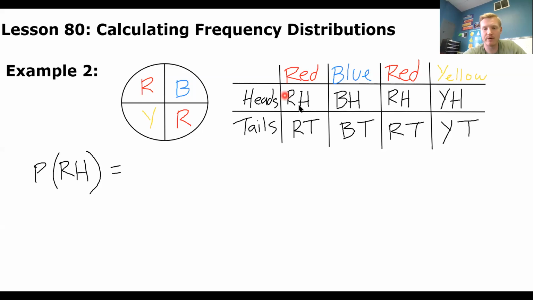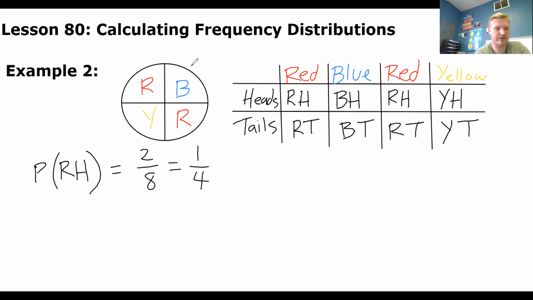So I have one chance right here, and then I have two chances right here. So 2 out of how many? 1, 2, 3, 4, 5, 6, 7, 8. So 2 out of 8, or 1/4. 2/8 or 1/4. So I have a 1 out of 4 chance of getting a red and a heads.